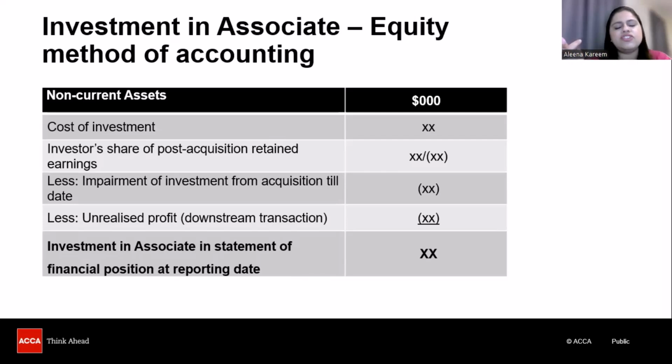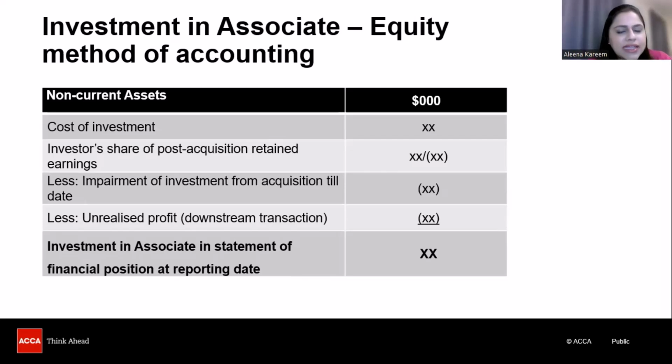And on that, the percentage of investment is applied, which is why I've used the word investor's share of post-acquisition retained earnings. Then from this, we subtract the impairment of investment from acquisition till date, because when the retained earnings are for 3 years, from the date of acquisition till now, then any other income or expense is also going to be from the acquisition till now. So impairment of investment from acquisition till date.